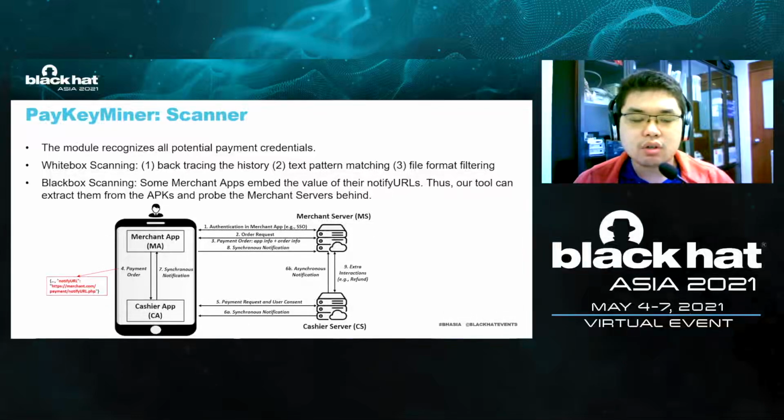The scanner also performs black box scanning on the merchant server here. According to our study, many merchant apps hard-code the values of their notified URLs. Thus, our tool can extract them from their APKs. Then the scanner can construct and probe the URL endpoints that may point to the credential files exposed on the merchant servers.